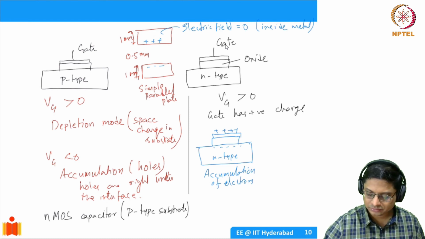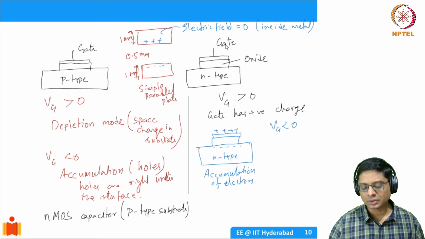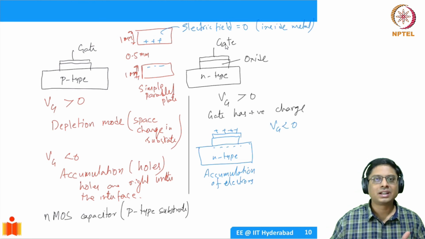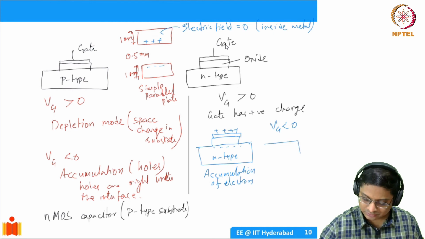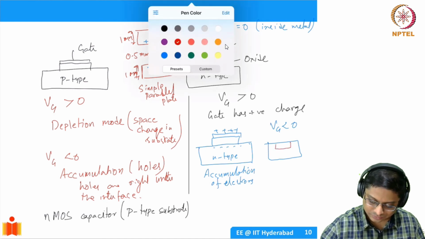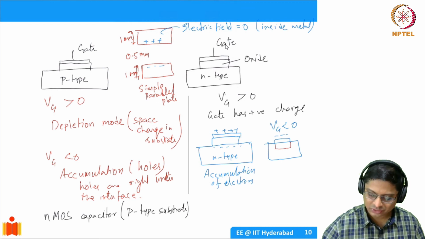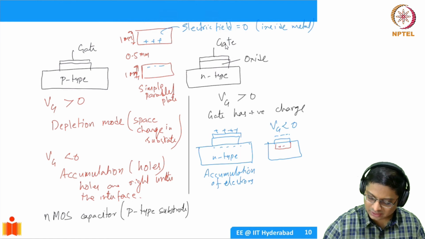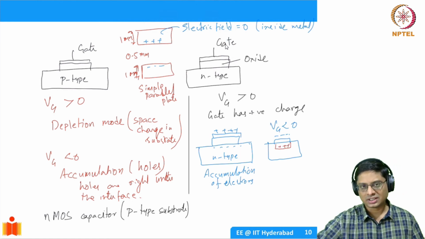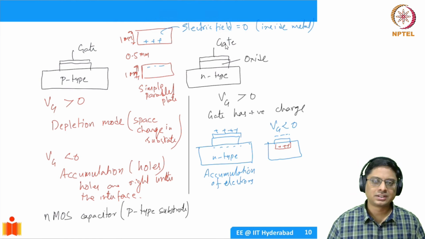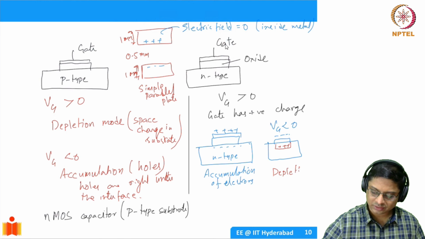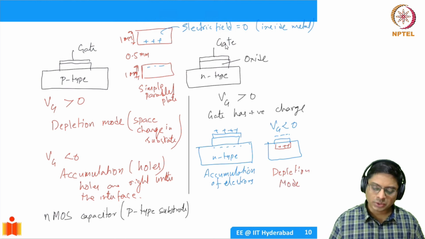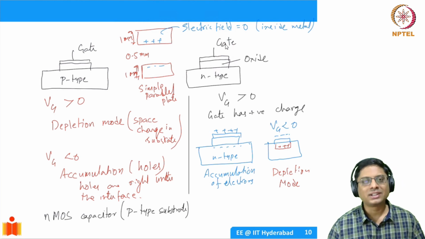And if you apply Vg less than 0, what happens? Well, the gate has a negative charge, and that will repel the electrons away from the interface, and you have depletion. Essentially, there's negative charge on the top gate, and on the semiconductor side we have space charge, distributed a slight distance away from the interface. So now we are depleting the semiconductor. I can call it depletion mode. So you have two types of modes: accumulation mode and depletion mode.